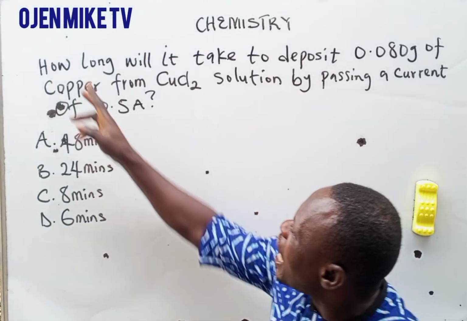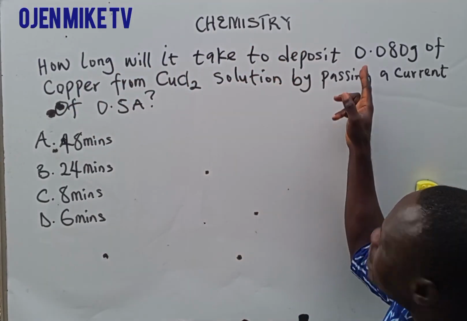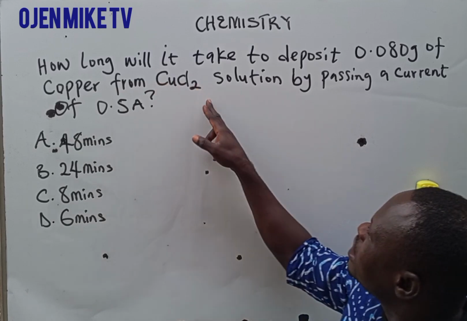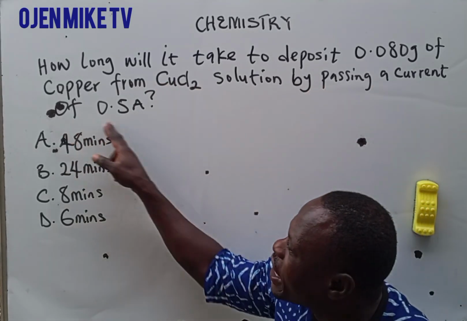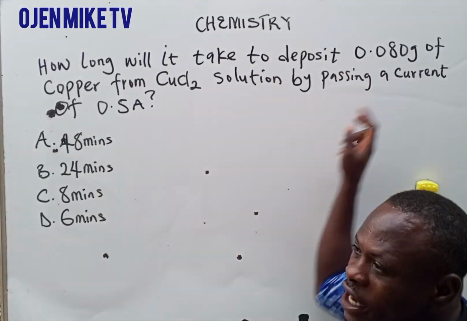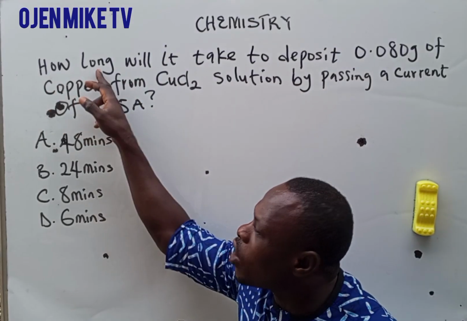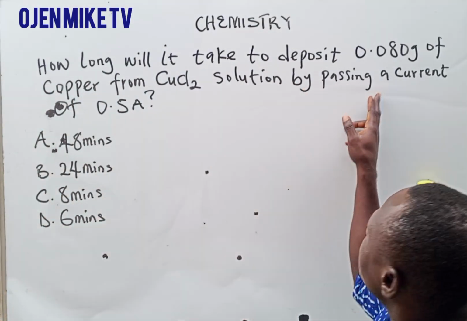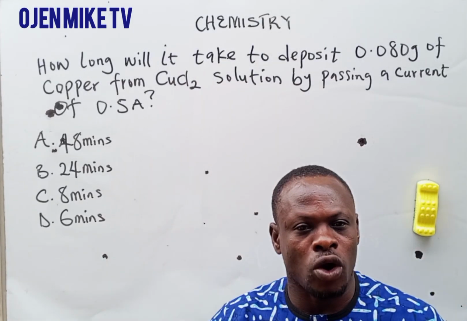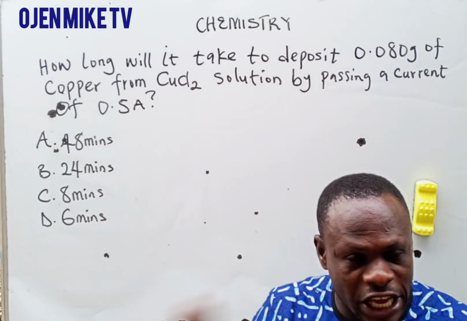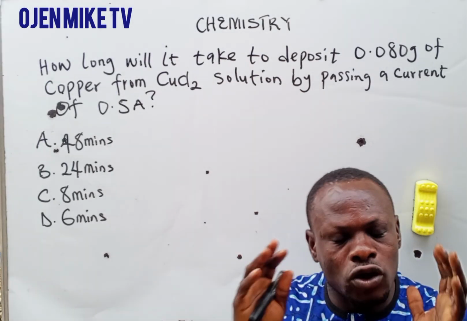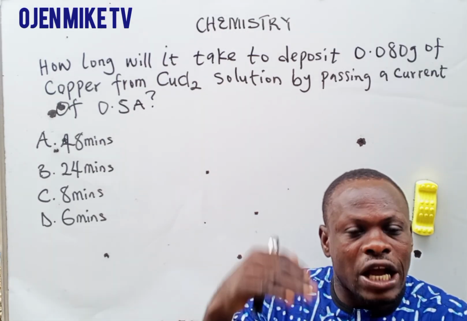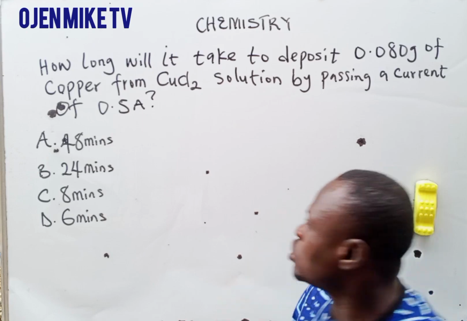This question asks how long it will take to deposit copper from this solution by passing a current. Anytime you see "how long," it is telling us time. So this question is simply coming from Faraday's law of electrolysis. You write the formula of Faraday's law of electrolysis and then calculate time. So now go straight to the question.